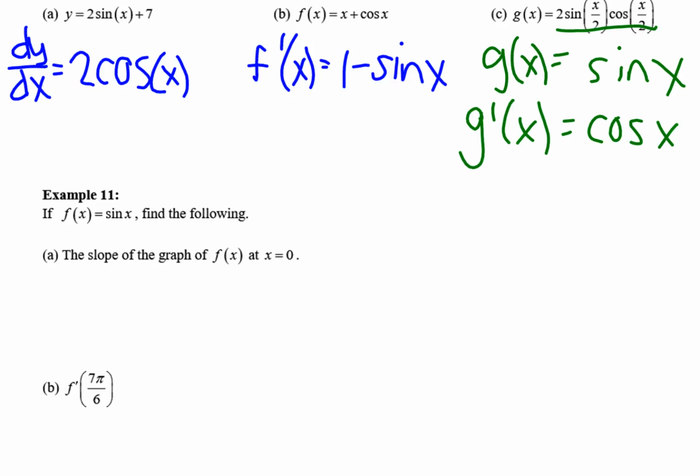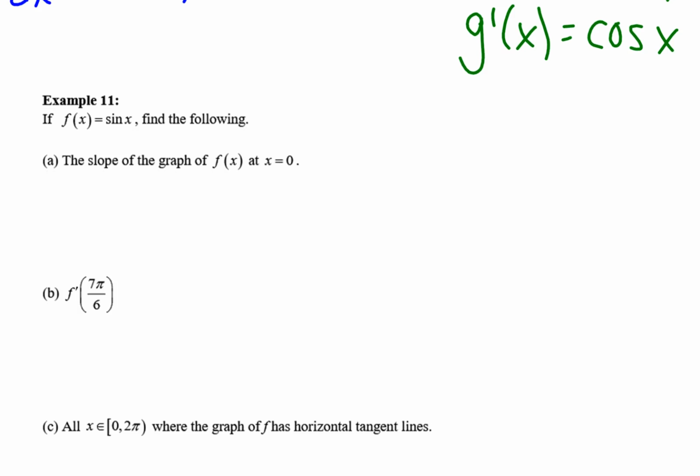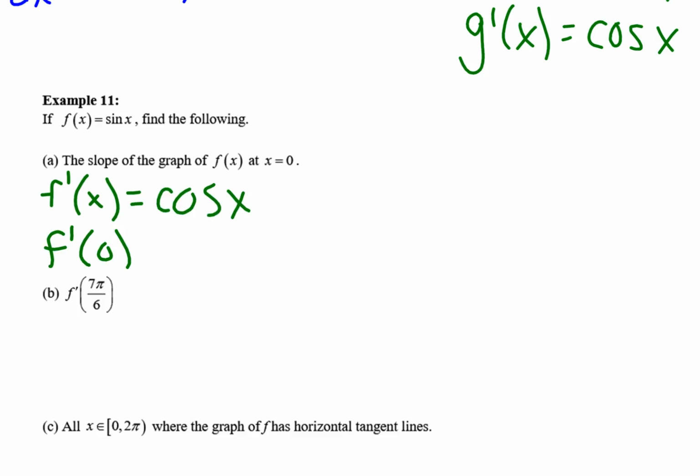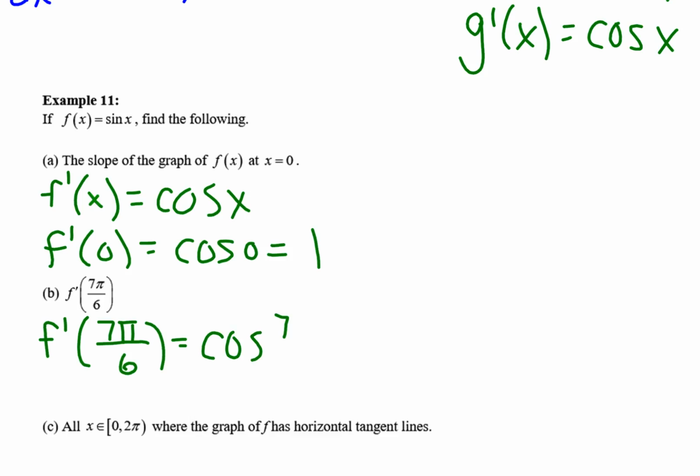All right, last example we're going to do today. If f of x equals sine of x, find the slope of the graph, that implies derivative, at x equals 0. The derivative of sine is cosine. Plug in a 0. 1. Okay, and then let's see, f prime of 7 pi over 6 equals cosine of 7 pi over 6. If you know your special angles, then this isn't too difficult. Okay, this would put us in the third quadrant. So then we get negative root 3 over 2.